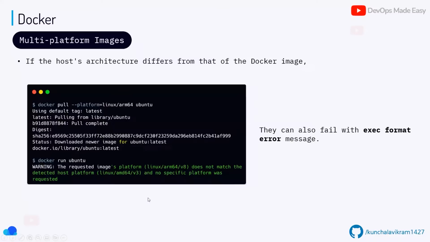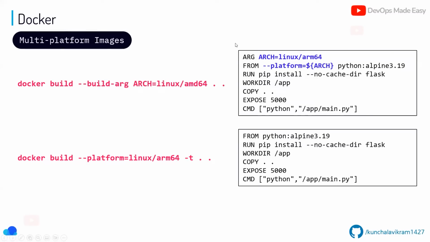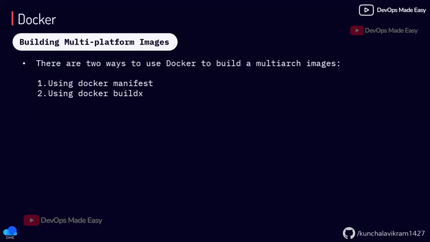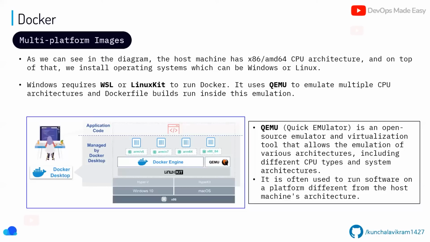So we understood basically how to create images for multiple architectures, but this is not how you store and distribute. In a few minutes you'll understand why. There are two ways that you can use Docker to build multi-architecture images. One is the old method, which is not being used, using Docker manifest, and the other is through Docker Buildx. These are the two ways.